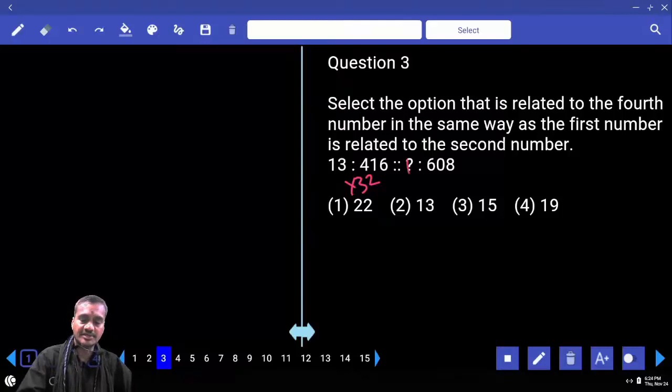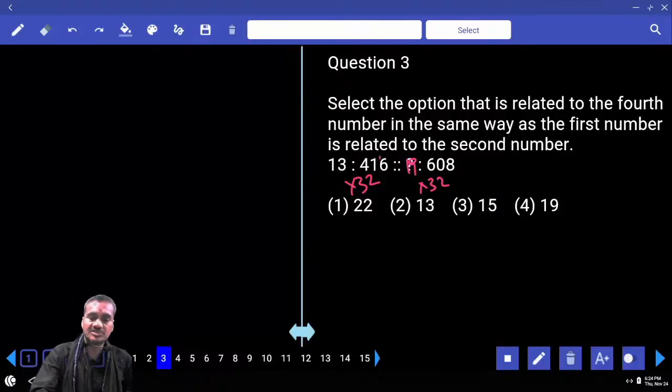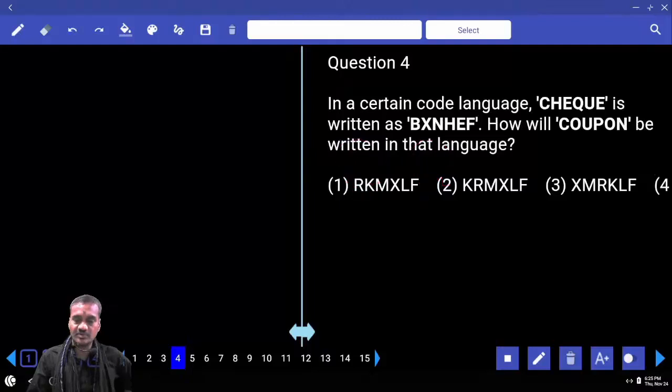19 into 32 is 608. Similarly 13 into 32, or 416 divided by 32 is 13. 608 divided by 32 is 19. Then question number 4. Now in this one, check.